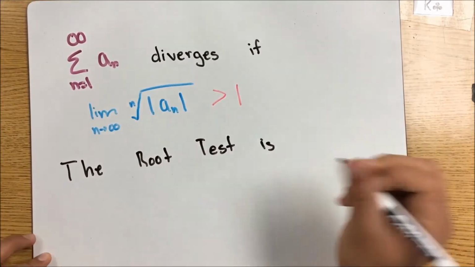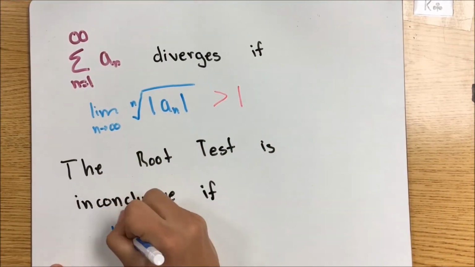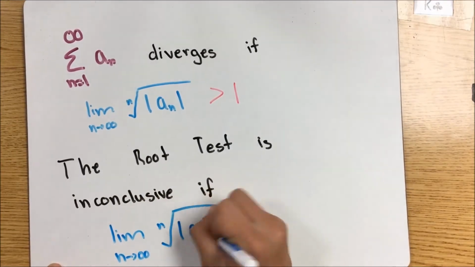The third rule of the root test is that the root test is inconclusive if the limit as n approaches infinity of the nth root of the absolute value of a sub n equals 1.